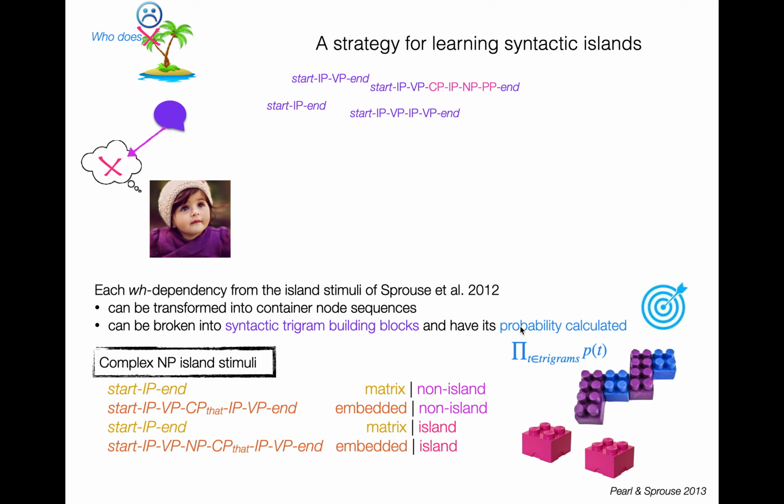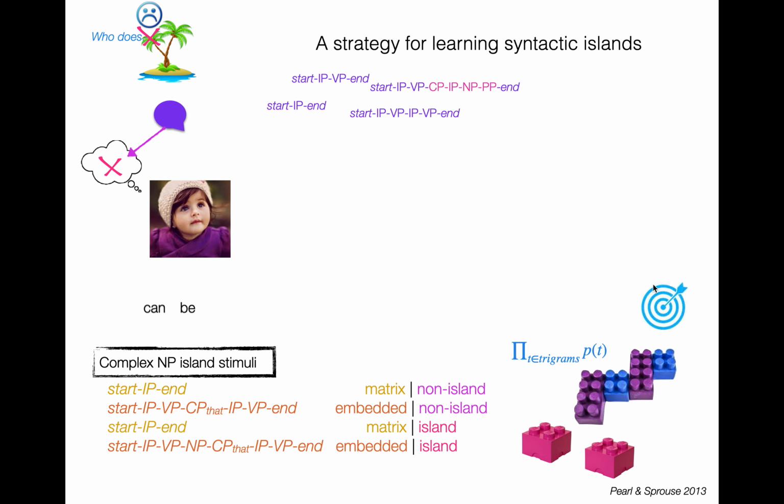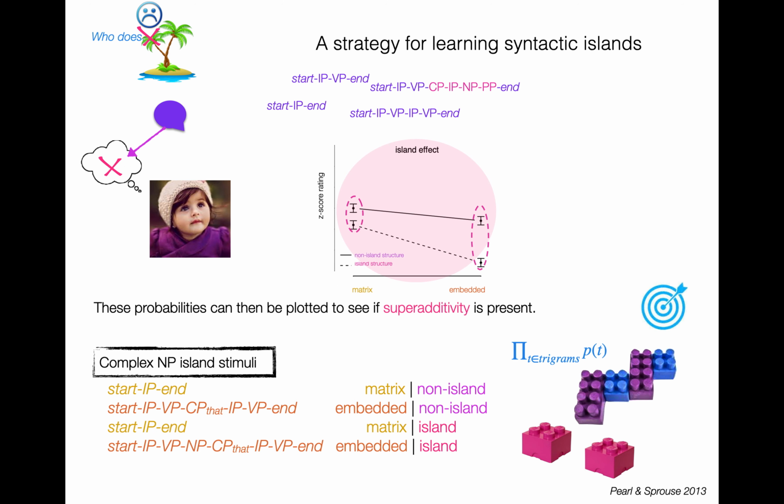And from that, we're going to end up with a probability that we can then map to an acceptability judgment, right? So these probabilities can then be plotted to see if superadditivity is present. Instead of having a z-score rating, an acceptability judgment, we're going to have a probability on the y-axis, where more probable is more acceptable and less probable is less acceptable. So we're still looking for that same pattern of non-parallel lines to indicate that those island-crossing dependencies are worse than just having an embedded dependency, or worse than an island structure just being present. They are, in fact, extra bad, right?